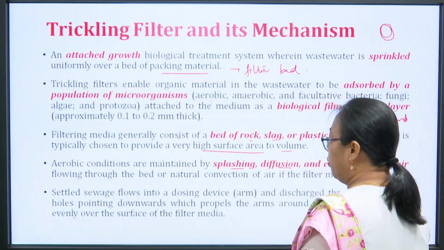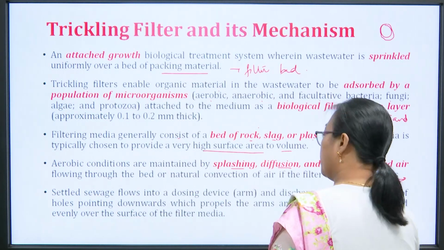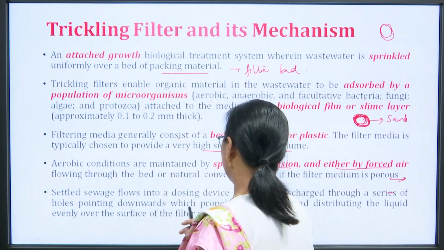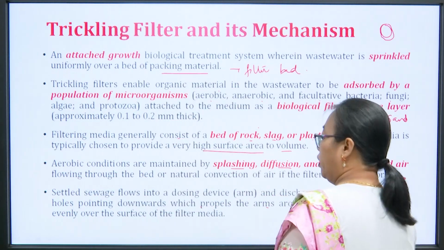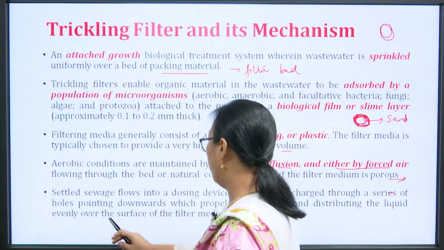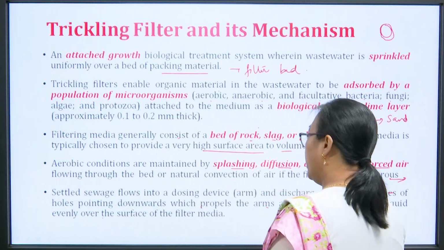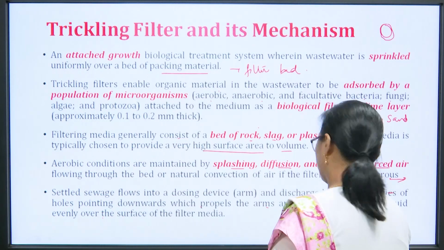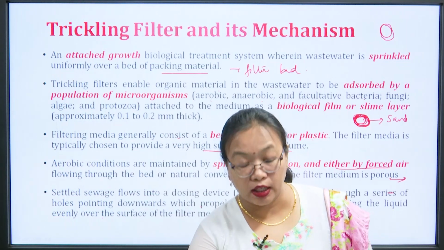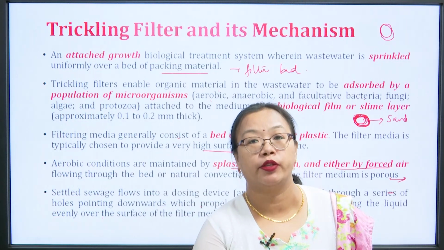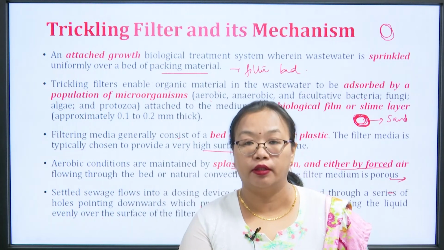The settled sewage flows into a dosing device and is discharged through a series of holes pointing downwards, which propels the arms around, distributing the liquid evenly over the surface of the filter media, right. So, they are the settled sewage, they are taken out. Now, let us come to the real mechanism of exactly how a trickling filter cleans the effluent.